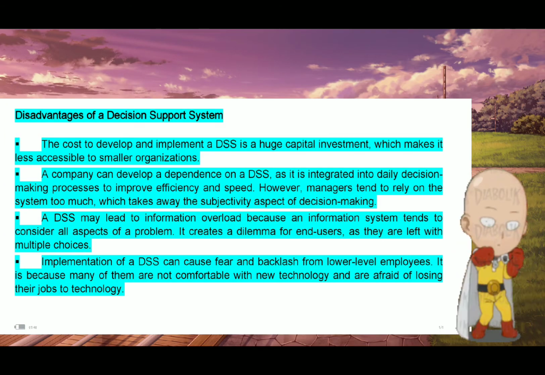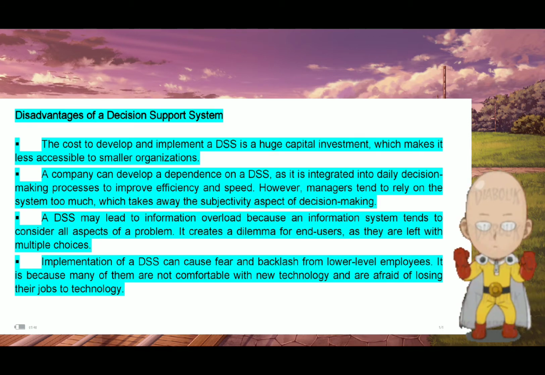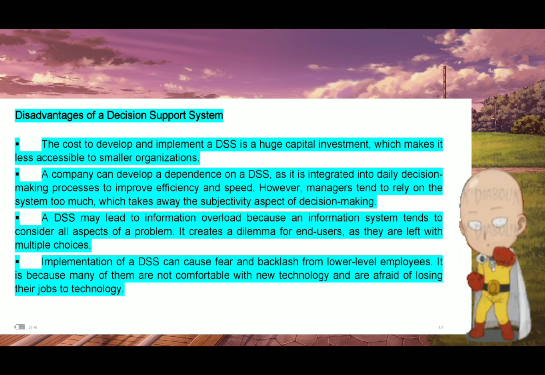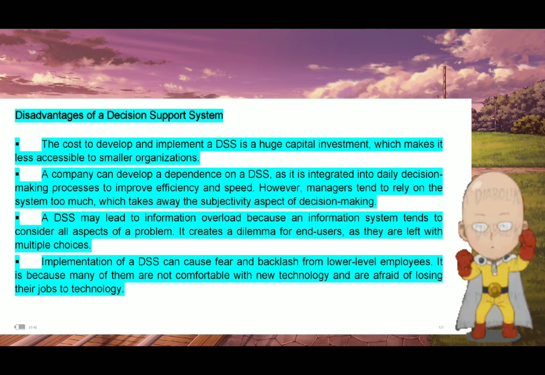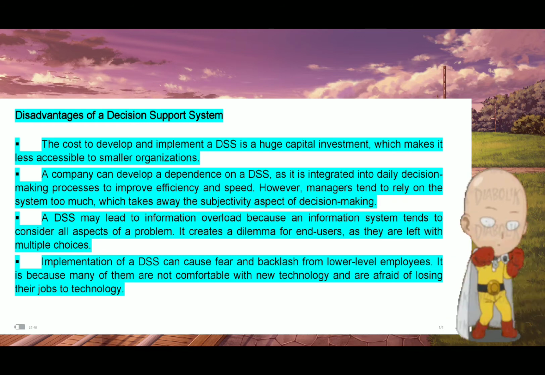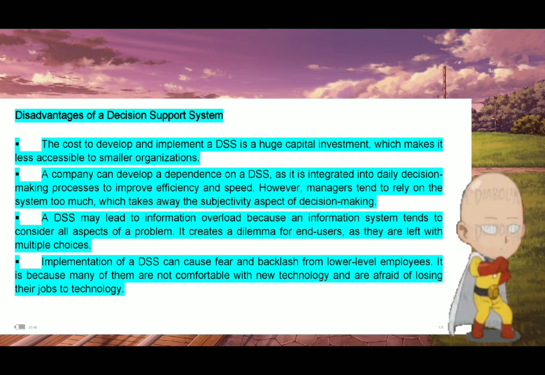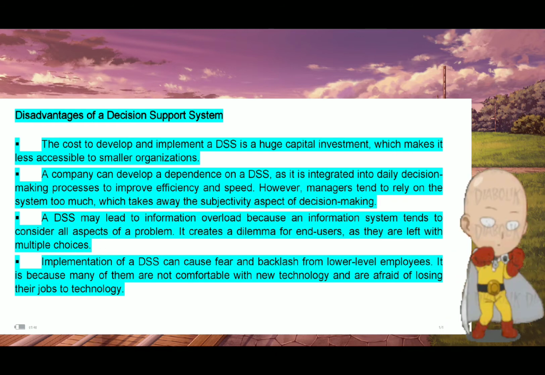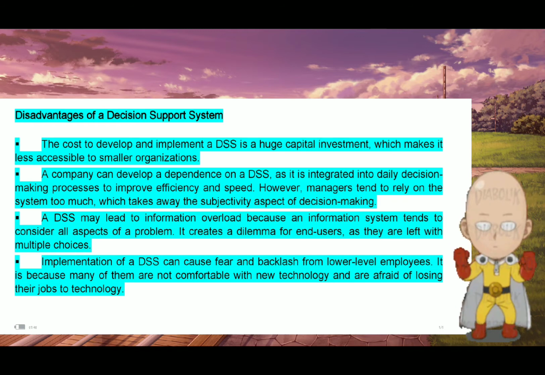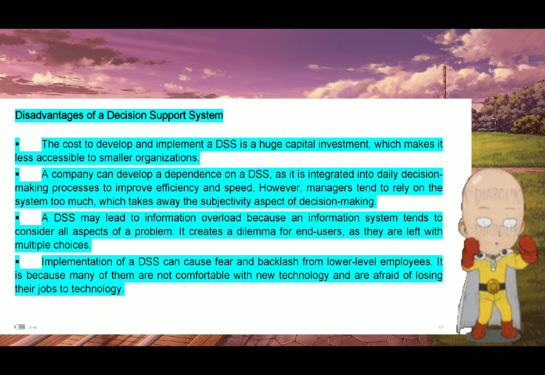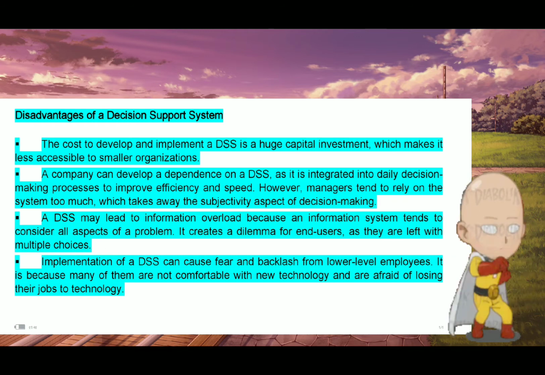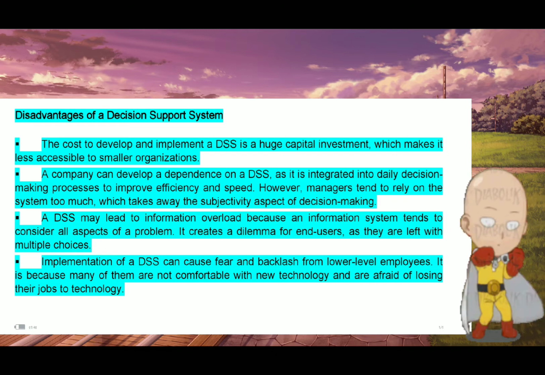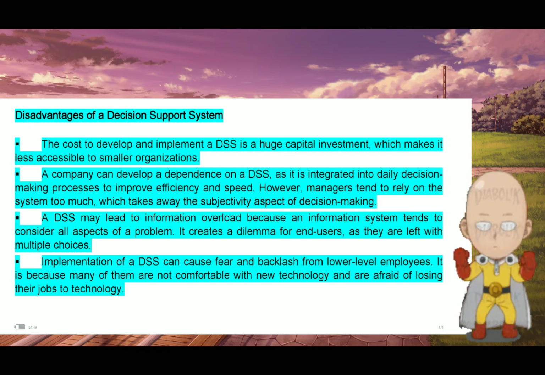Disadvantages of a decision support system. The cost to develop and implement a DSS is a huge capital investment, which makes it less accessible to smaller organizations. A company can develop a dependence on a DSS, as it is integrated into daily decision-making processes to improve efficiency and speed. However, managers tend to rely on the system too much, which takes away the subjectivity aspect of decision-making. A DSS may lead to information overload because an information system tends to consider all aspects of a problem. It creates a dilemma for end users, as they are left with multiple choices.